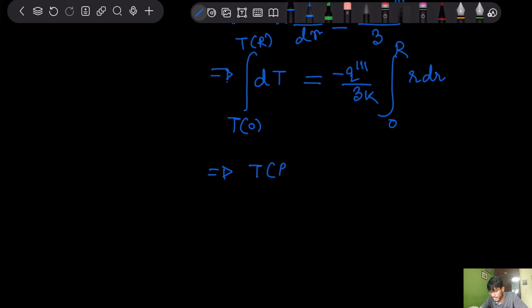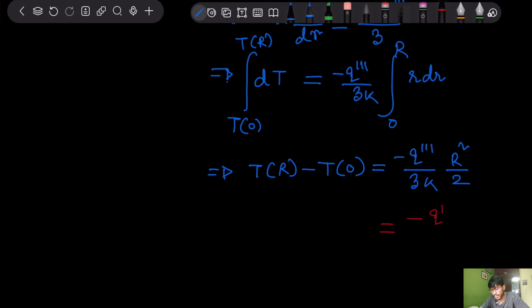So here that will be T(R) minus T0 equal to minus q triple dot by 3k into capital R square by 2, right? Okay, so now you see, this is the temperature difference, right? Okay, fine. So that is finally minus q triple dot by 6k into R square.